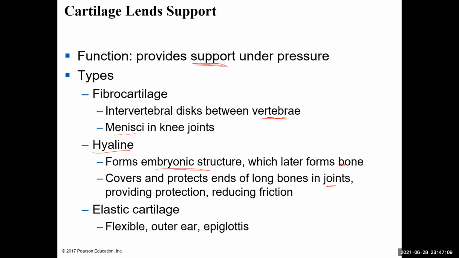And then the last type of cartilage that we have in our skeletal system is the elastic cartilage. So you have your epiglottis, which is more flexible, and this is the type of cartilage that you'll find in, you can say, your outer ear or your nose.